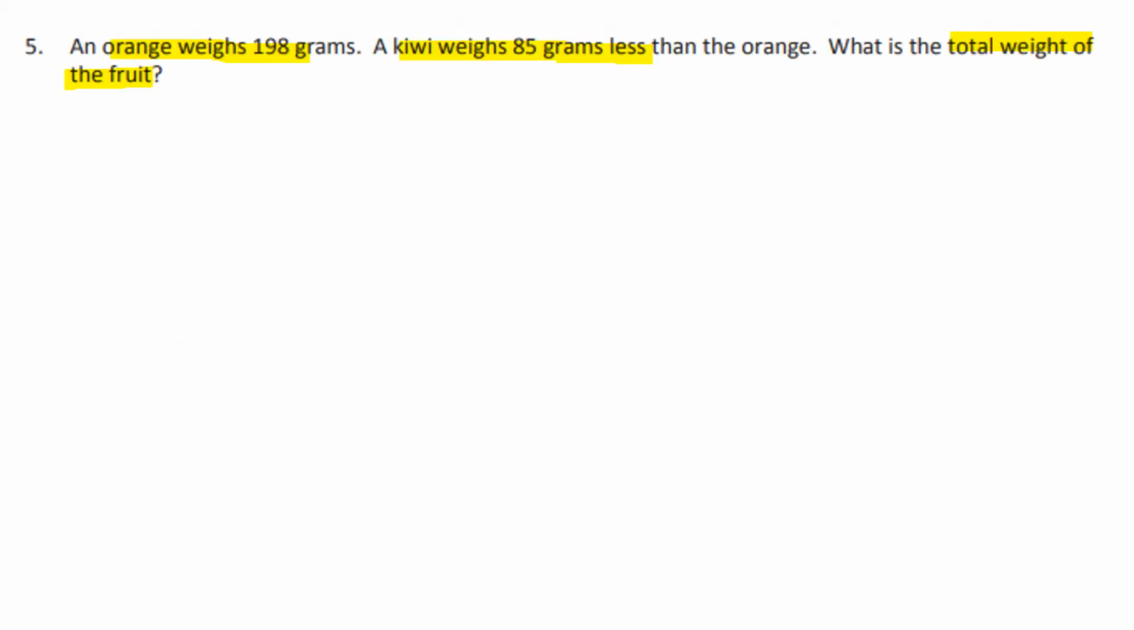All right, an orange weighs 198 grams. A kiwi weighs 85 grams less than the orange. And then we need to find what is the total weight of the fruit. Remember, this is a multi-step problem. So take your time.